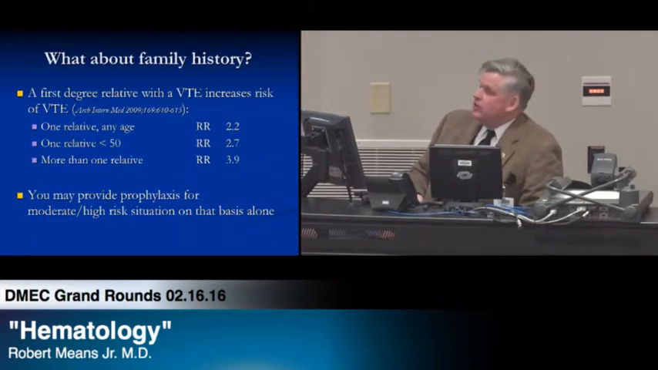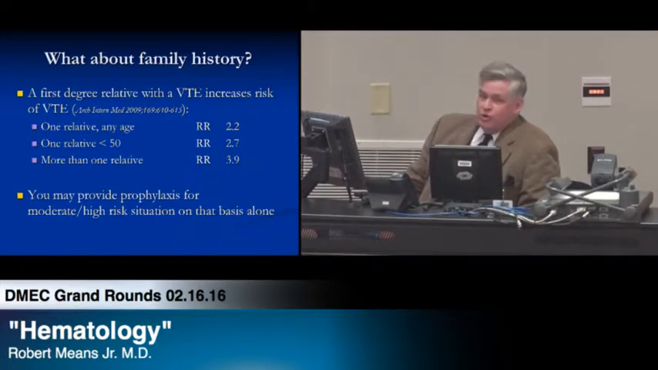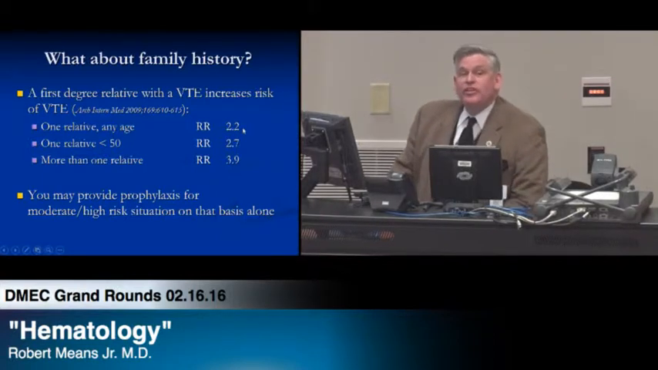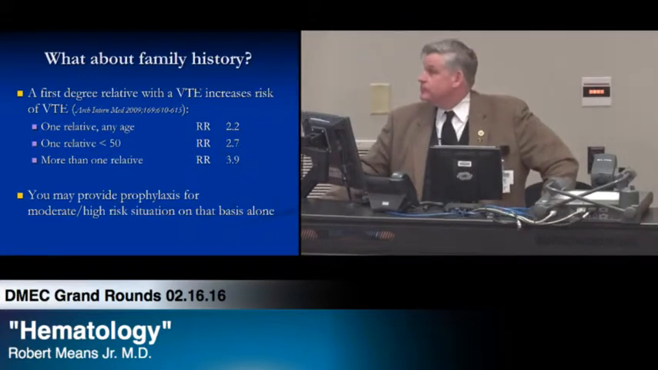And what does that mean? Well, if you have a first-degree relative who has had either a PE or a DVT, that increases your risk of having a PE or a DVT. If you have only one first-degree relative, at any age at the time of the thromboembolic event, your risk is roughly twice that of a person who does not have such a relative.